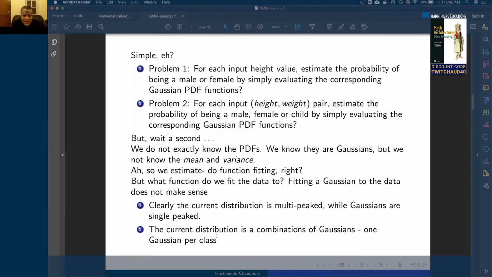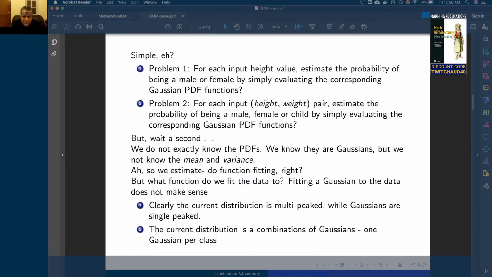But wait a second, we do not know exactly the PDFs, the probability density functions, right? We know they're Gaussians, but we don't know their means and variances. Okay, so you say we have to estimate them. We have to do function fitting, right? But then what function do we fit the data to? Fitting a Gaussian obviously does not make sense.